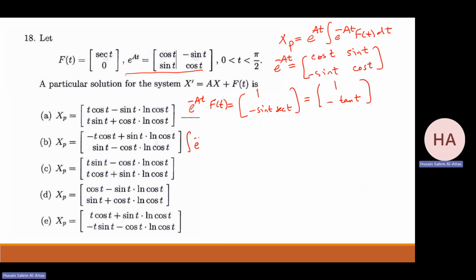Now we need to find the integral of this. Integral of 1 is t. Integral of tan is minus ln cosine, so that will be ln of the absolute value of cosine of t. Okay. So xp will be phi of t times this.